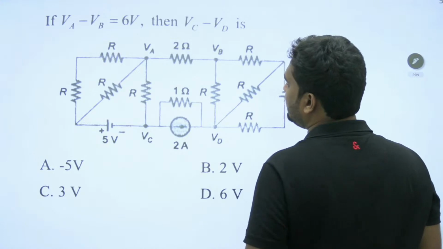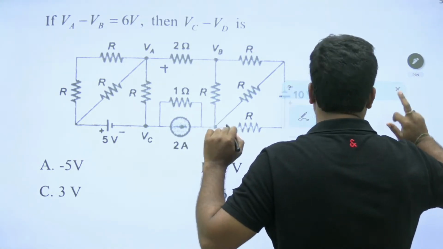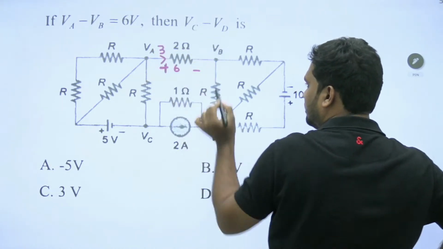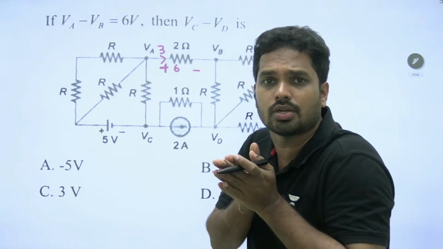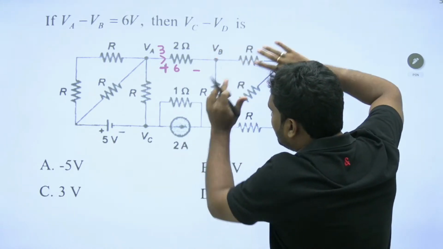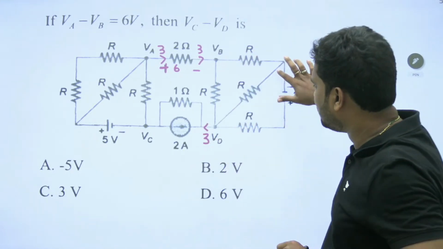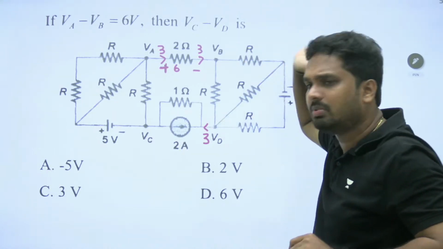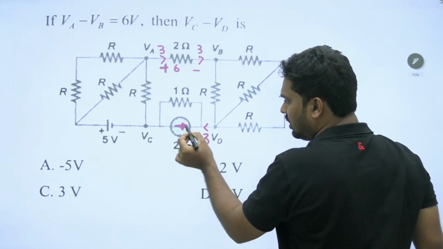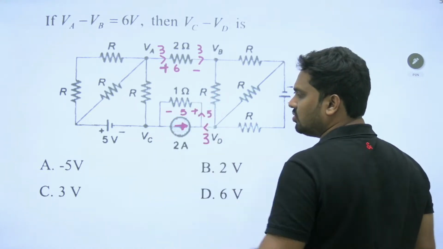Firstly, what is VCD? VA minus VB is given as 6. This current will be 3. Don't analyze much in this question; it is 3 amperes. Whatever the current may be here, this 3 will join here and return here. 3 will divide into different parts, but still what comes back will be 3. This is 2; 3 and 2 will join and give me 5, and 5 into 1 is 5 volts.